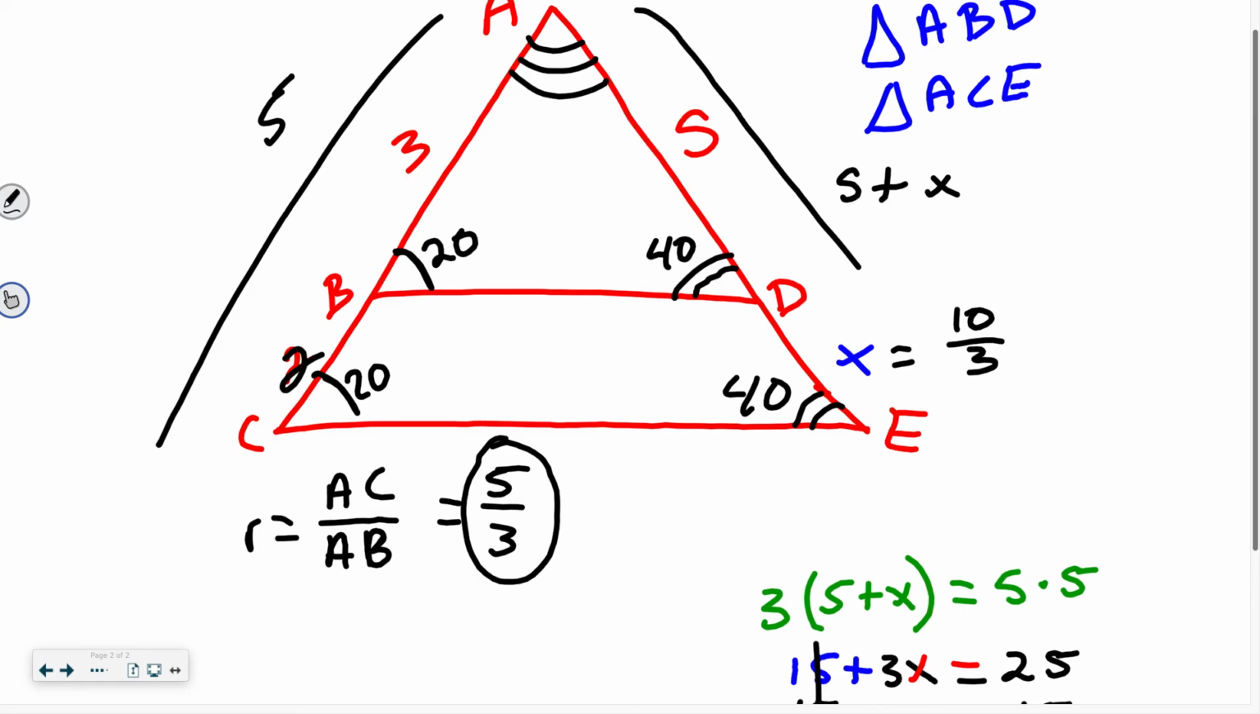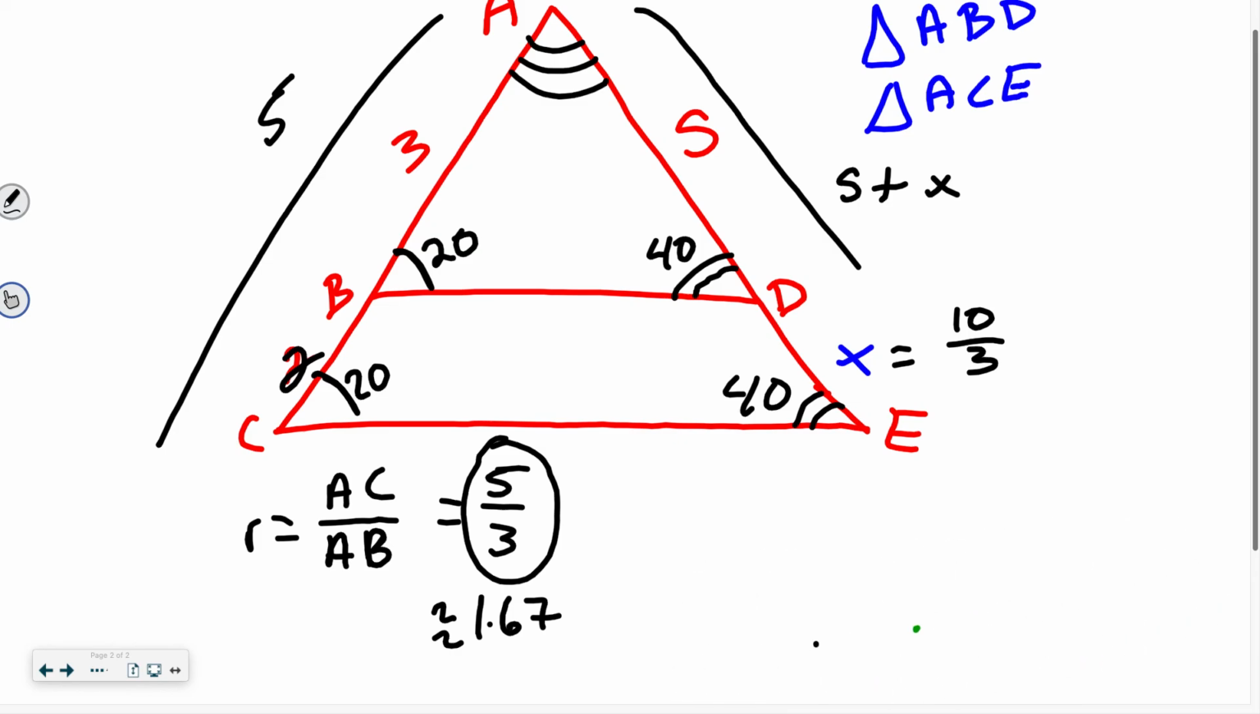So 5 over 3 gives me about 1.67 in your calculator. And on the other side, I end up with AE over AD. Check if you get 1.67 here, which you should get. And that's all it is. This is all about scale factors and when a picture gets bigger and when it gets smaller.